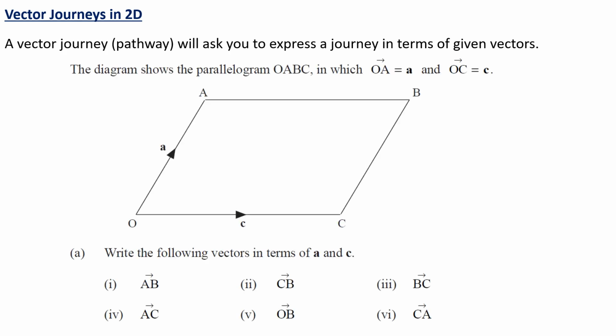Okay, here we've got a diagram showing a parallelogram where we're told that the journey from O to A is given by the vector A, so that's the name of this road in that direction, and the name of the journey from O to C, the name of this road in this direction, is given by the vector C.